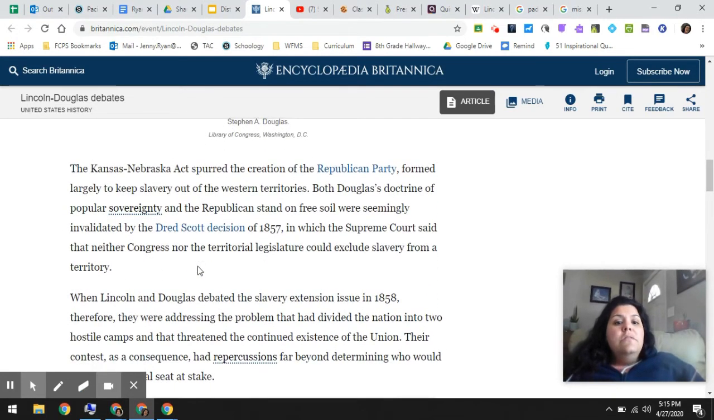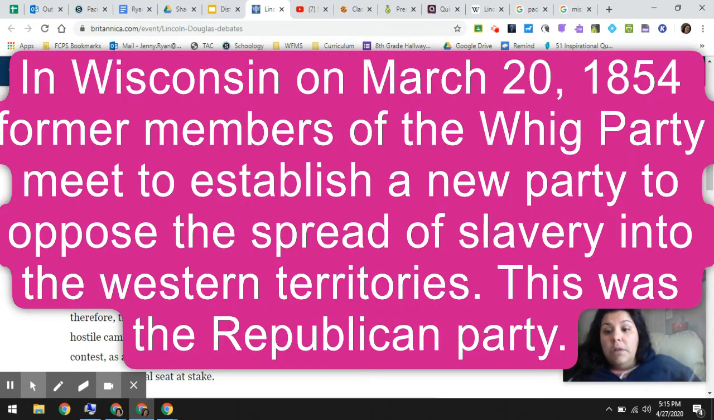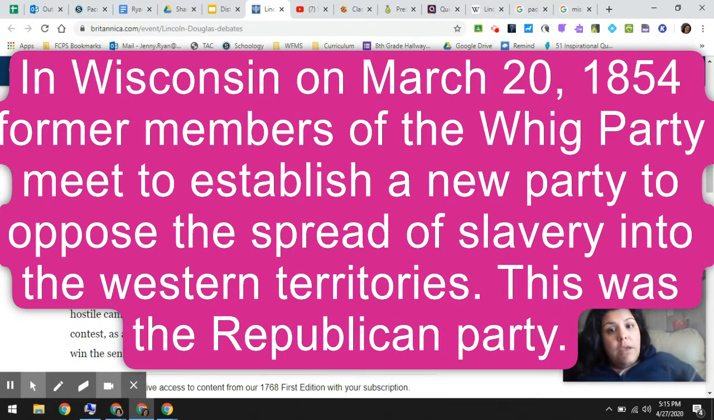The Kansas-Nebraska Act spurred the creation of the Republican party. That is a political party formed largely to keep slavery out of the Western territories. So this party was actually made because they didn't want slavery to be in the territories. And these were all people in this party who were against slavery.